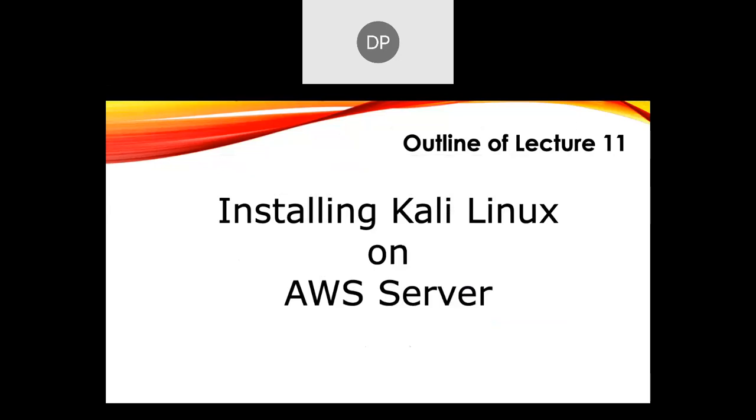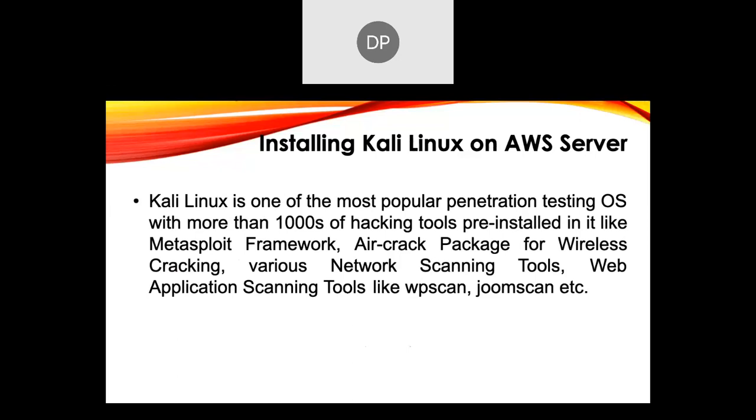So, the outline of lecture number 11, that is Unit 2, Lecture 2: installing Kali Linux on AWS server. Kali Linux is one of the most popular penetration testing OS with more than 1000 hacking tools pre-installed in it, like Metasploit framework, Aircrack package for wireless cracking, various network scanning tools, and web application scanning tools like WPScan, Zoom scan, etc. So it has more than 1000 hacking tools.